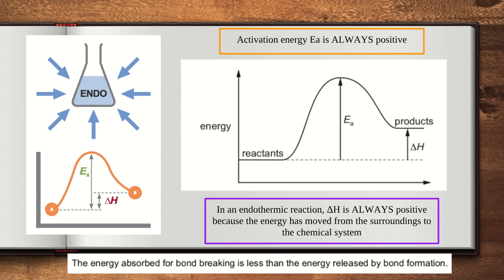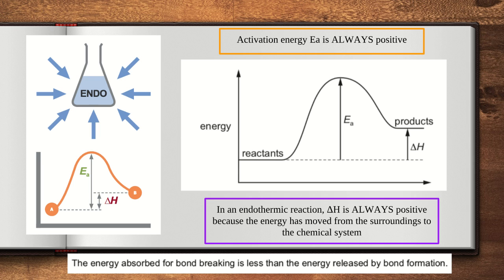Hello, everybody. This is the second part of the C9 recap that underpins C10. In this very short video, we're going to look at the energy level diagrams for both endothermic and exothermic reactions and look at how we can interpret them.